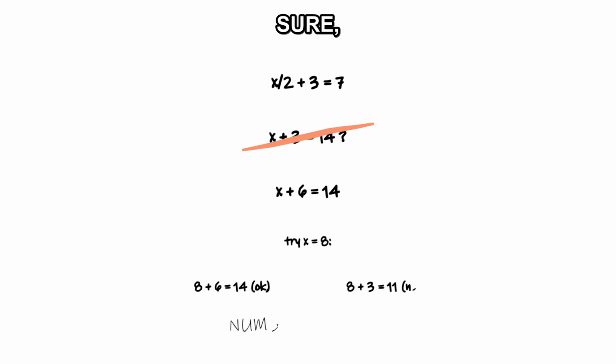And when you are not sure, the numbers snitch. We know x is 8. The right line, 8 plus 6 is 14. Tick. The wrong line, 8 plus 3 is 11. Busted. Numbers always tell on bad algebra.